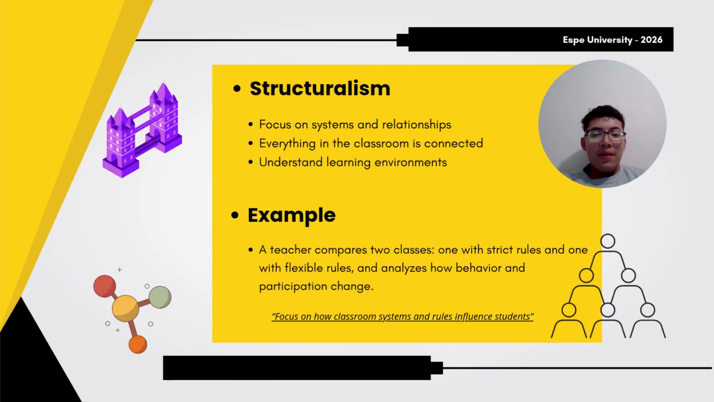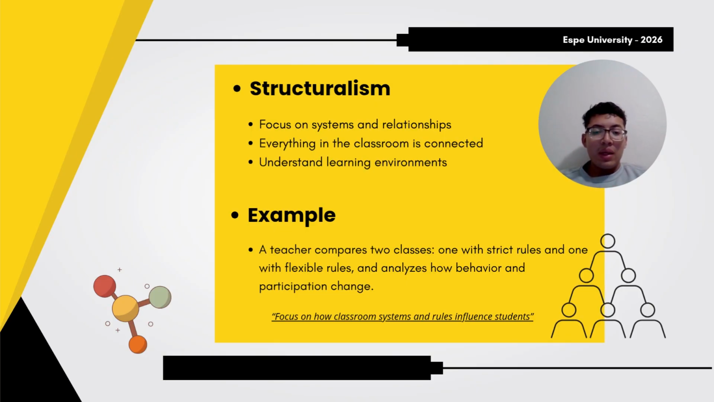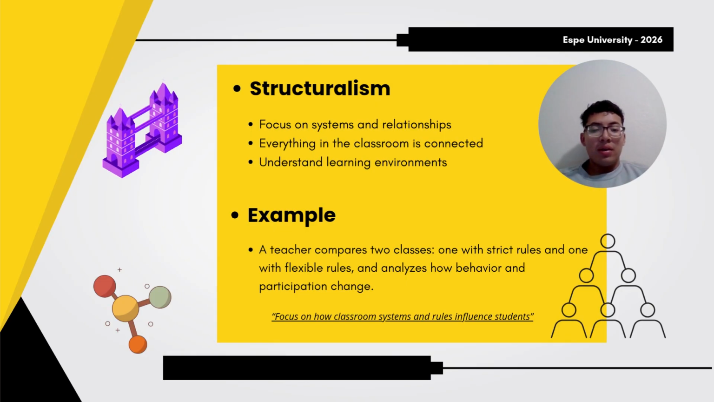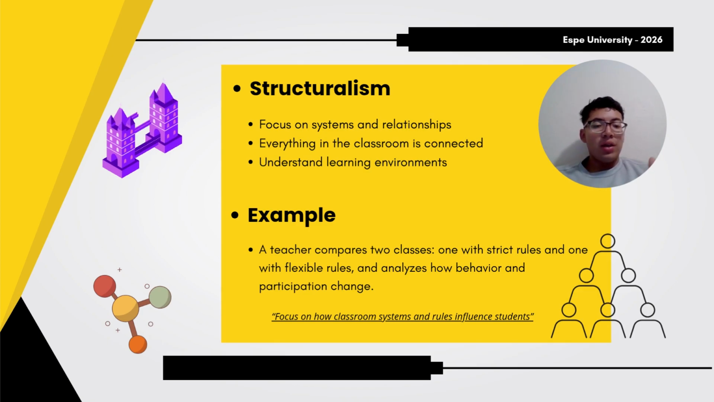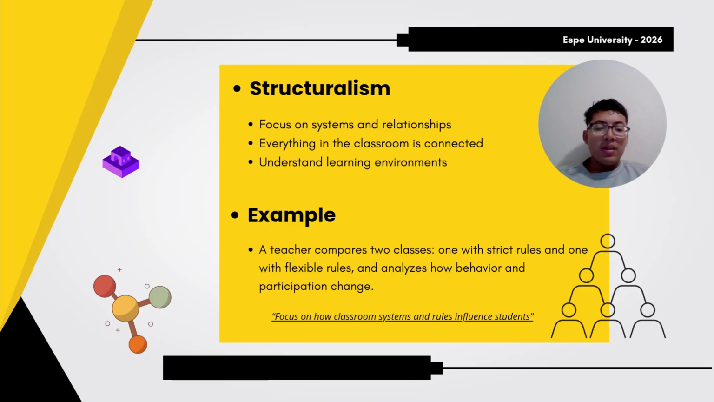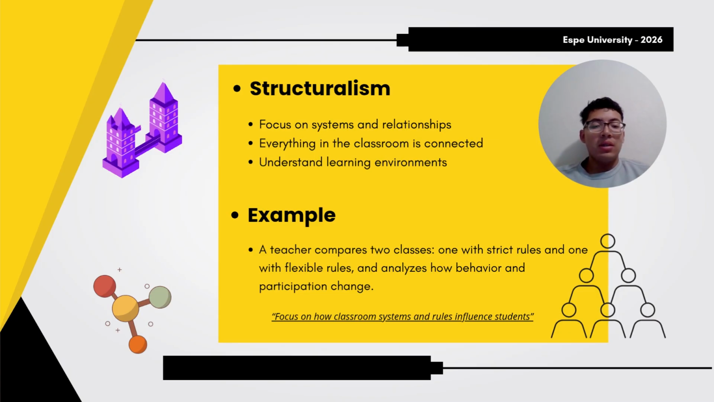Finally, we have structuralism. Focus on system and relationship. Everything in the classroom is connected and helps to understand the learning environment. An example is a teacher compares two classes, one with strict rules and one with flexible rules, and analyzes how behaviors and participation change. In simple words, focus on how the classroom system and rules influence students' behaviors.